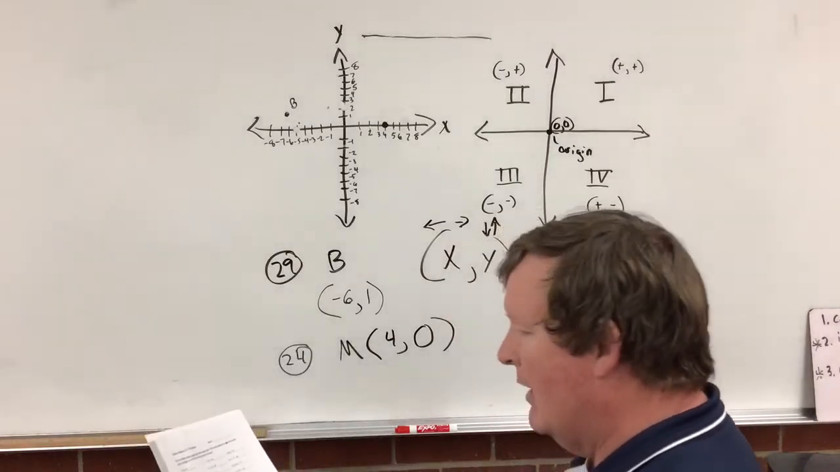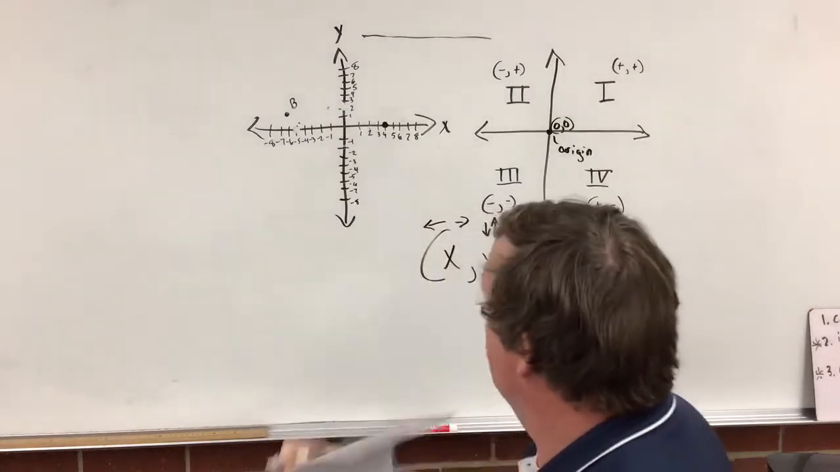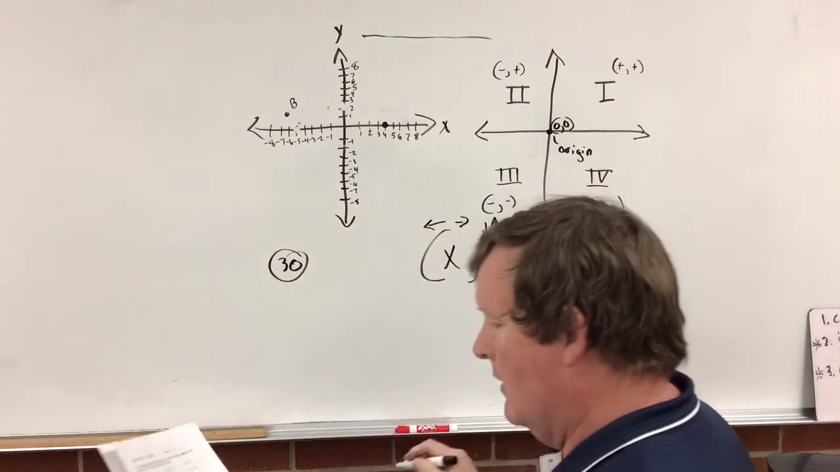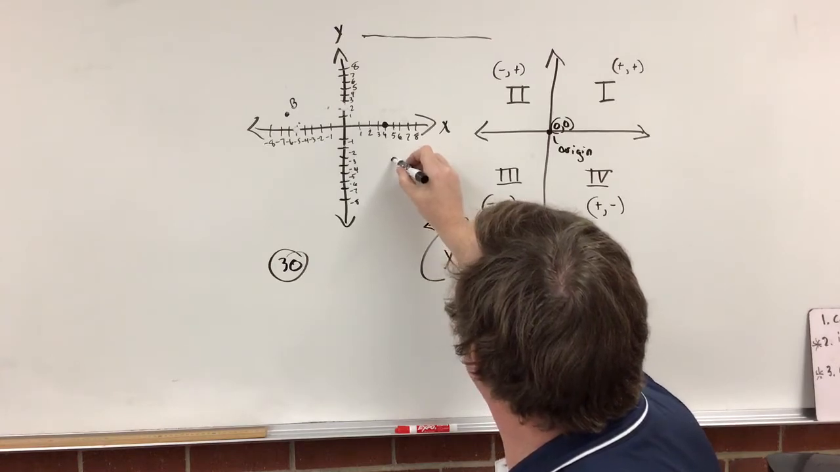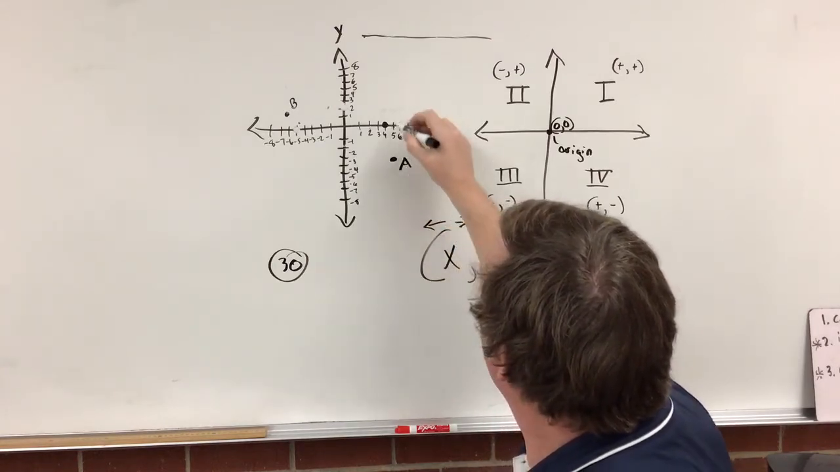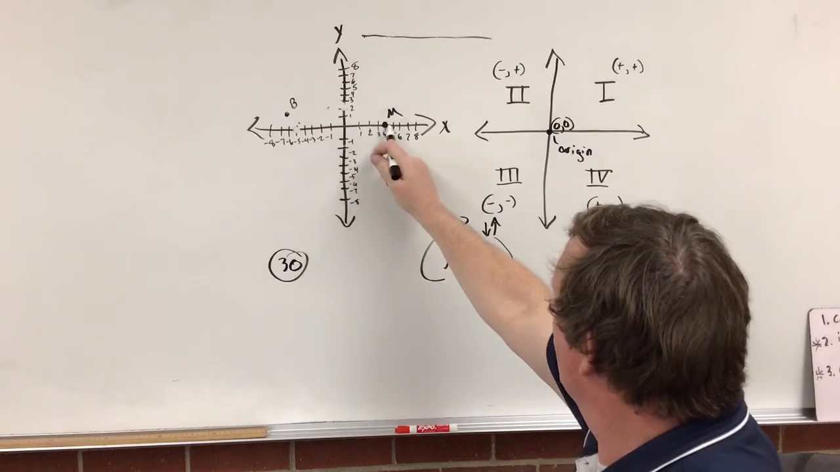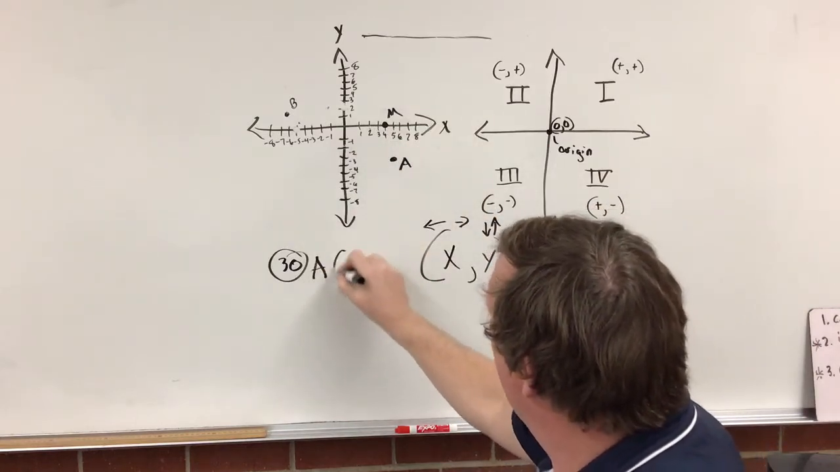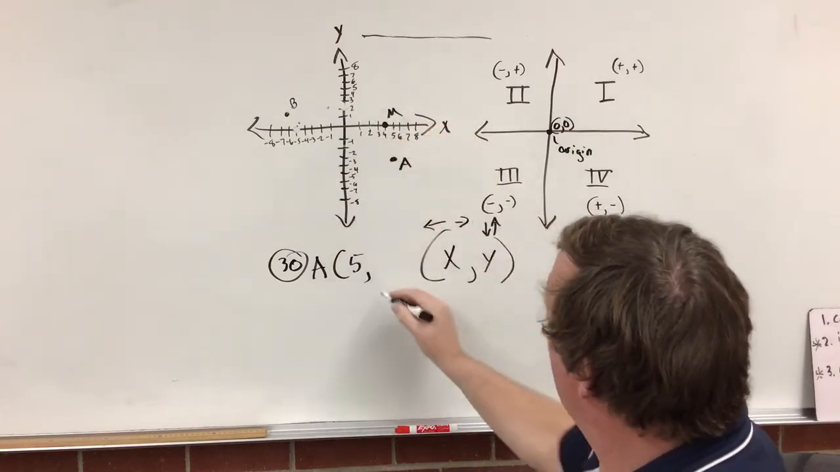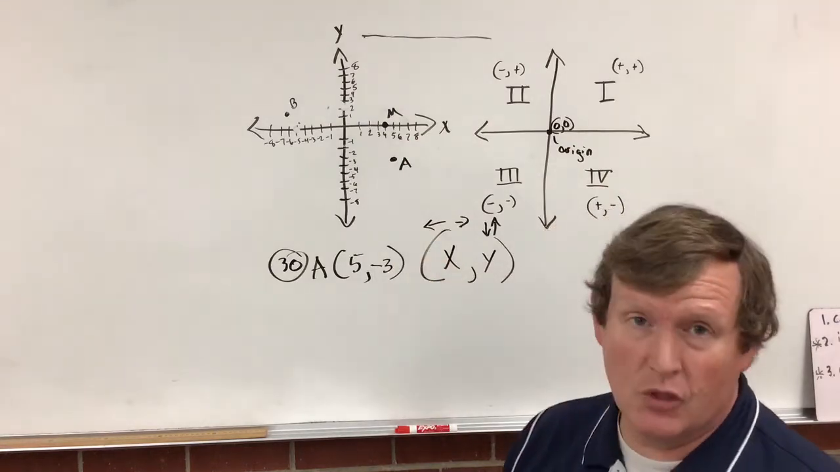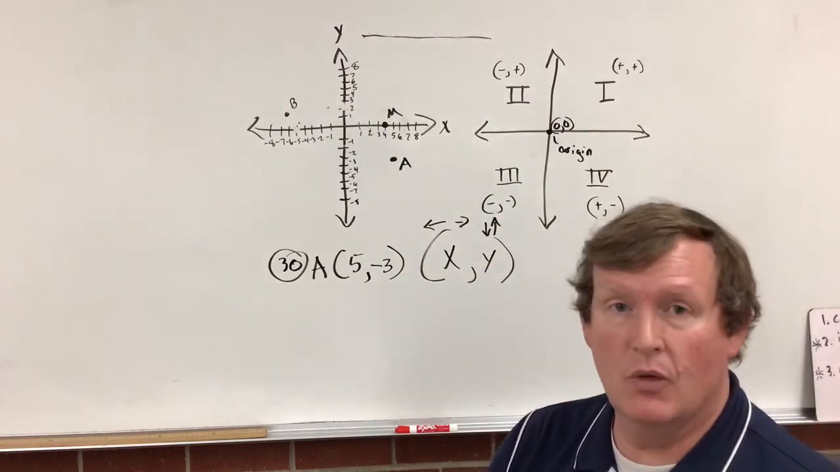Let's do one more. Let's do number 30. Okay, I'm going to erase 29 and 24. Look at number 30. Okay, this one's sitting right about here. And that's letter A. That was letter M there. Okay, so right or left first? Well, I go to the right first. So this is letter A, and I had to go to the right 5, and then I go down to right where -3 is at. So I went down, so I go negative. So 5, -3. Pretty simple how to do those, all right?